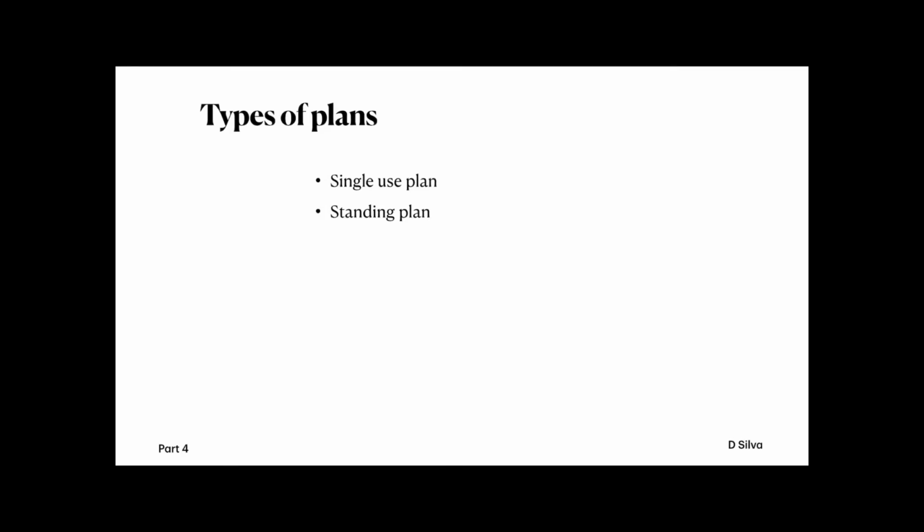Students, let us look into the types of plans. Single-use plans and standing plans are the two types of plans. Single-use plans are developed for a one-time event or project. Plans are not repetitive in nature, whereas standing plans are used for activities that occur regularly over a period of time. Let's understand a little more on these two types of plans.